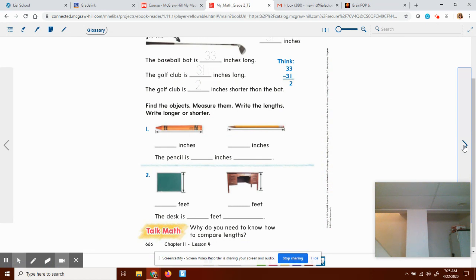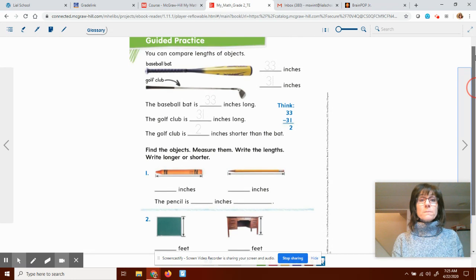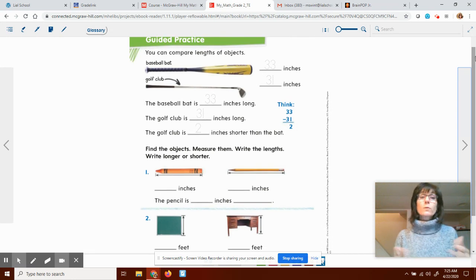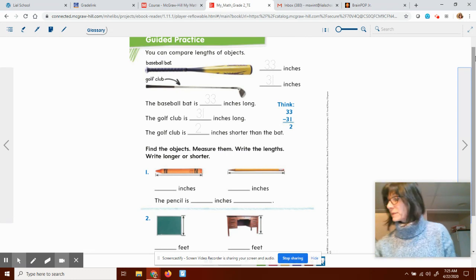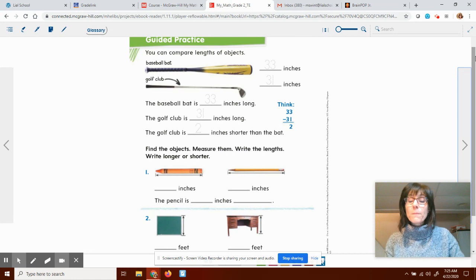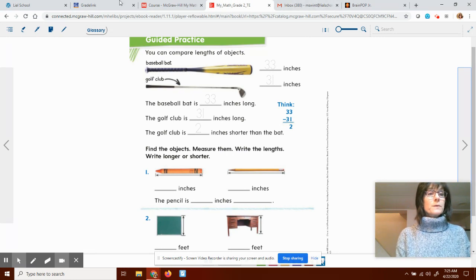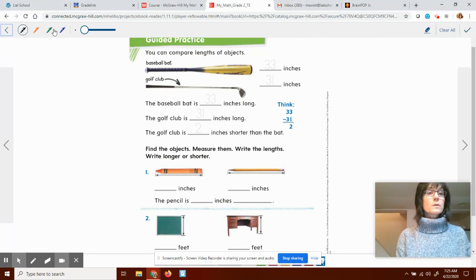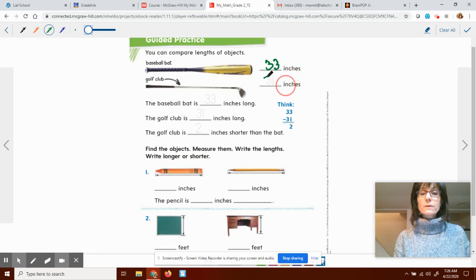On the next page, Mrs. Swin's got this. It says, you can compare lengths of objects. We're going to compare a baseball bat and a golf club. So we're going to go ahead with those two objects. It says that the baseball bat is 33 inches. Your golf club is 31. So I'm going to go up here and just kind of trace over those. Let's use green right now. So I've got a nice little 33 going on here. I've got a 31.